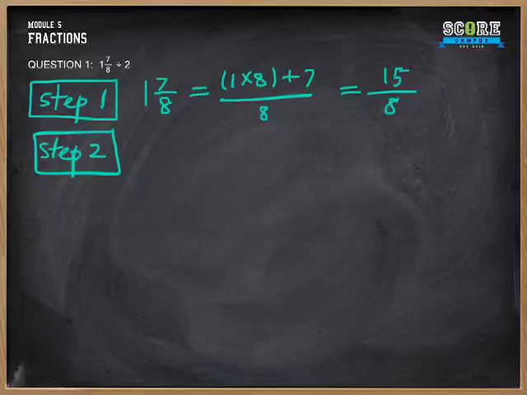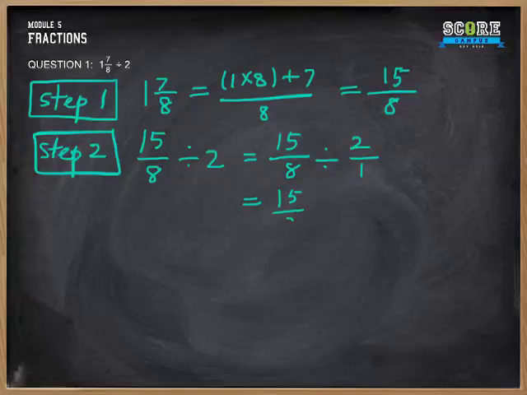So step 2. 15 over 8 divided by 2. Do it step by step and you eliminate the chances of making an error. This can also be written as 15 over 8 divided by 2 over 1. Right? Now that is equal to, what is the next step? 15 over 8 multiplied by 1 over 2. Okay, let's put it together. Let's do the mathematics. 15 times 1 over 8 times 2. And what's the answer you get? 15 over 16.